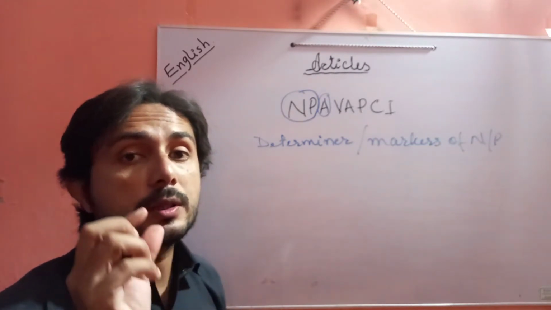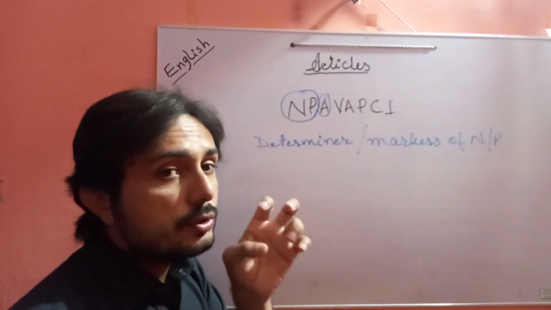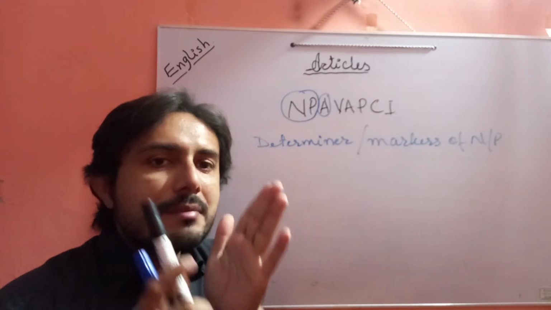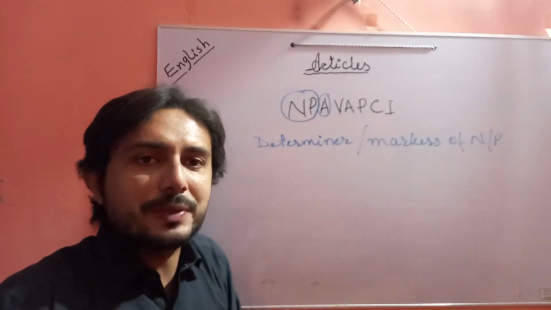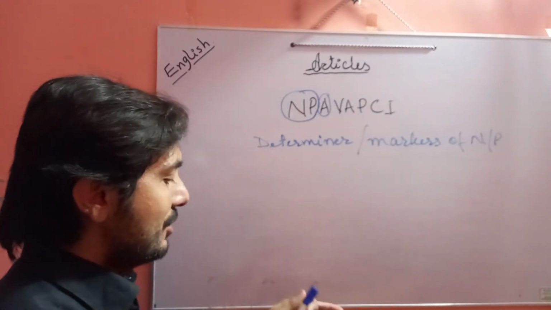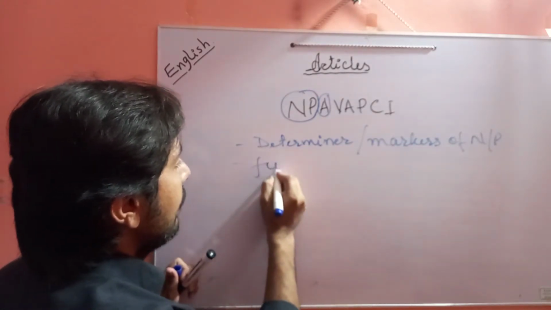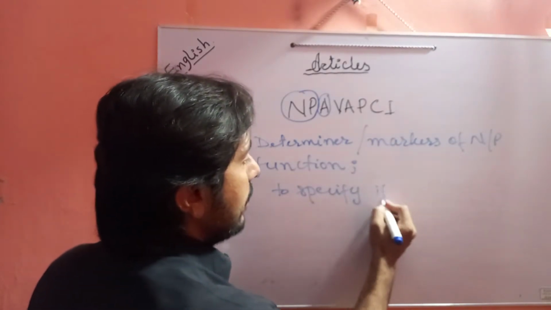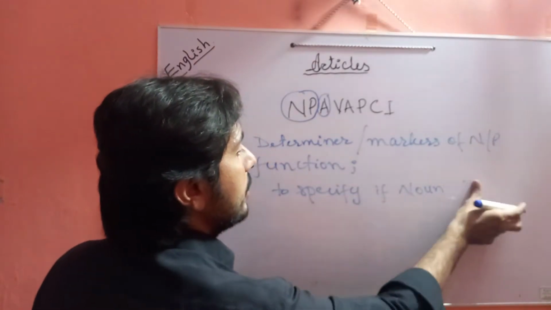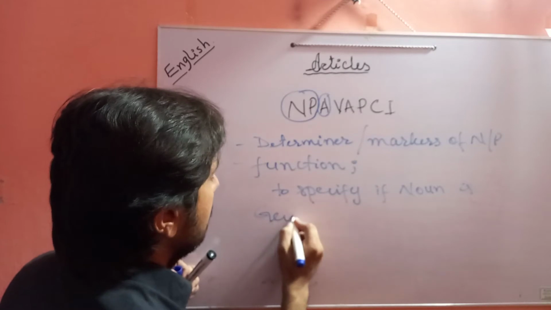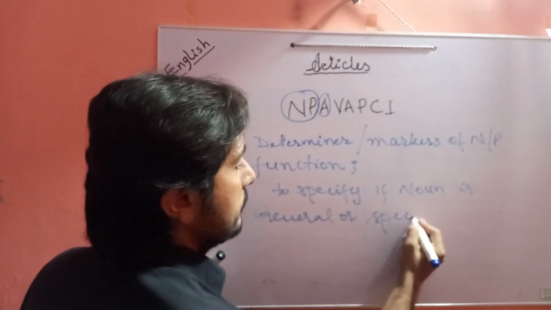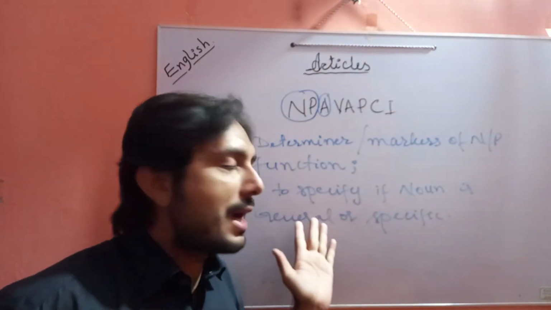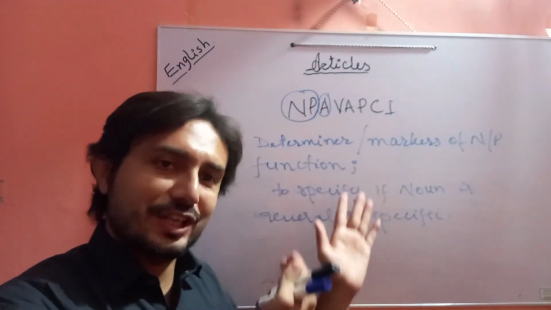The main purpose of the article is that articles are used to specify whether the noun is specific or general. So you should note it down, that the function of the article is to specify if a noun or pronoun is general or specific. It means they are both used to tell about the noun, and that's why they are considered as a special type of adjectives.